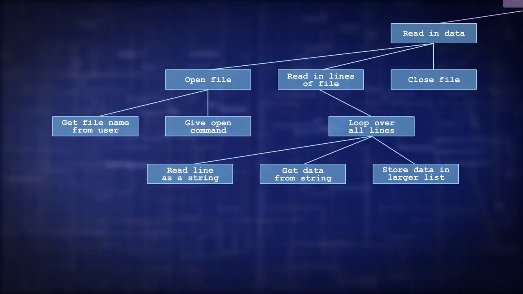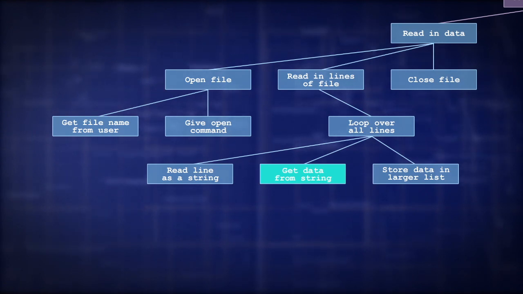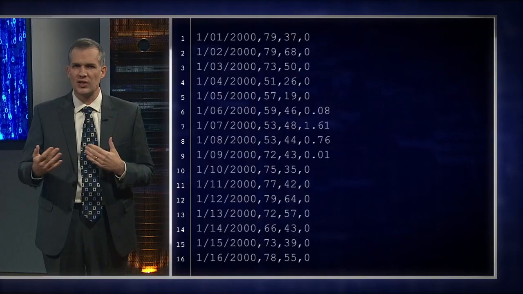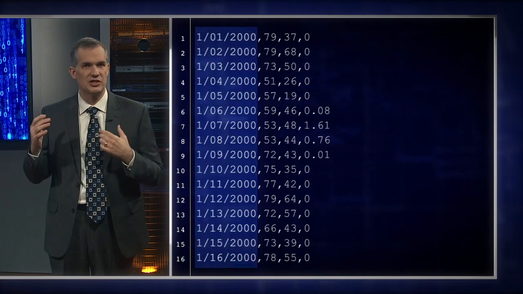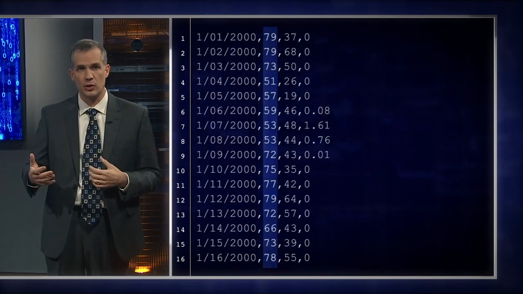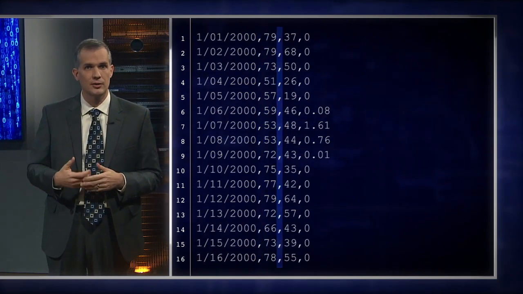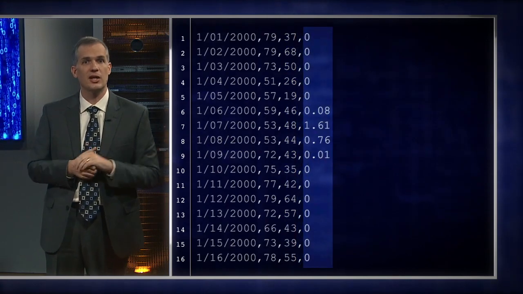Okay, back to the design again. We need to extract the individual elements from a line that we've read in. Remember what lines of the data file look like? We have a date in month/day/year format, followed by a comma, followed by a high temperature, followed by a comma, followed by the low temperature, followed by a comma, and finally a rainfall amount.